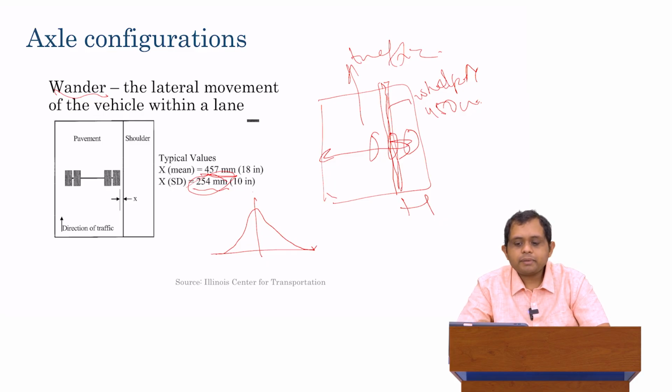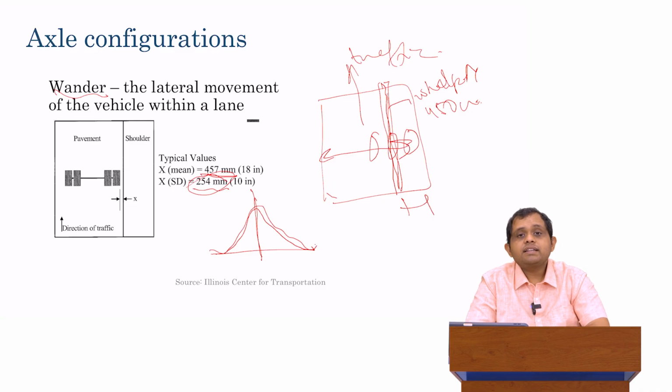So in the US practice, the idea is that the mean wheel path is roughly 450 millimeters, and there's a standard deviation of 250 millimeters approximately around that, which follows a normal distribution. How do we take this into account in pavement engineering and pavement design? We'll see that a couple of lectures later, but you should know this factor exists. Now in India, the truth is we don't follow lanes, right? So I'm sure all of you have experienced this. We don't follow lanes. The vehicles go wherever they want.